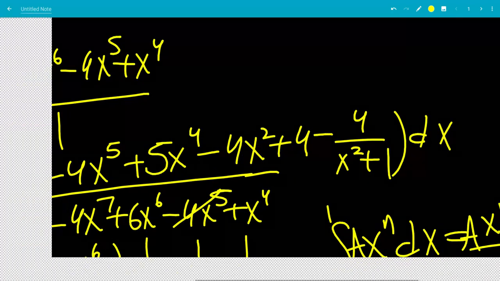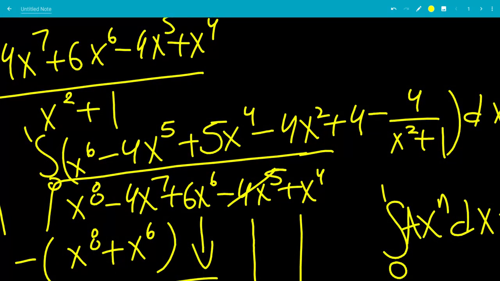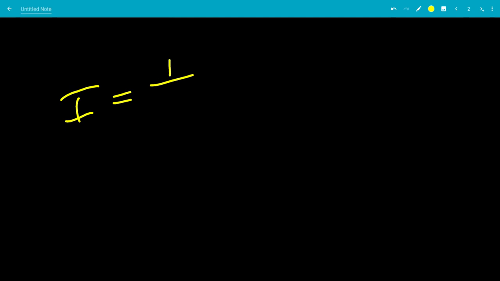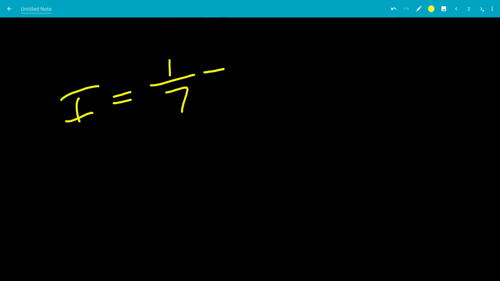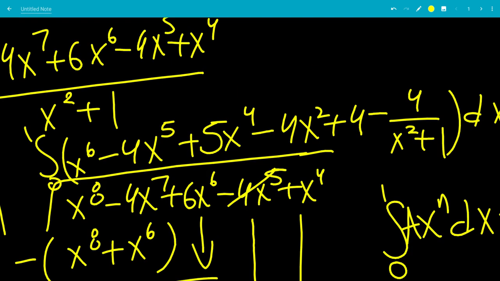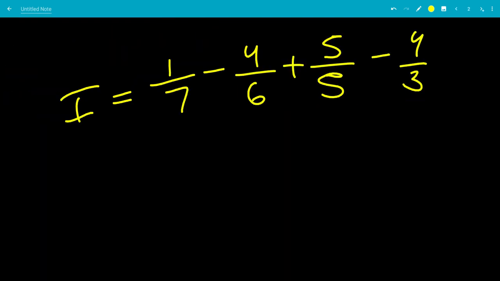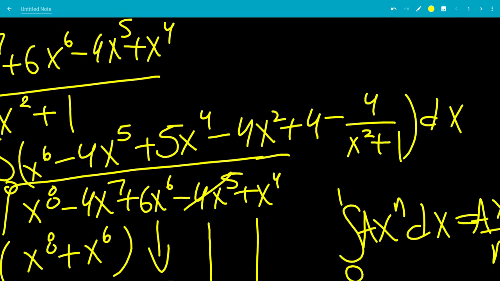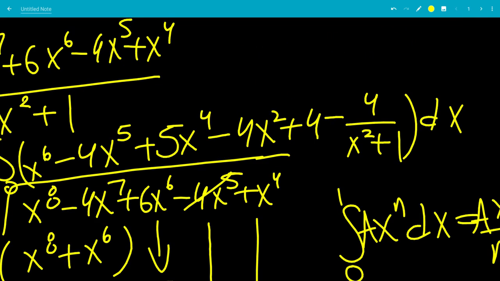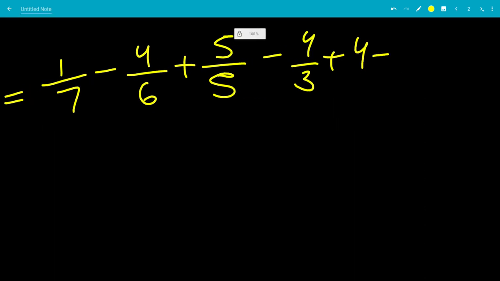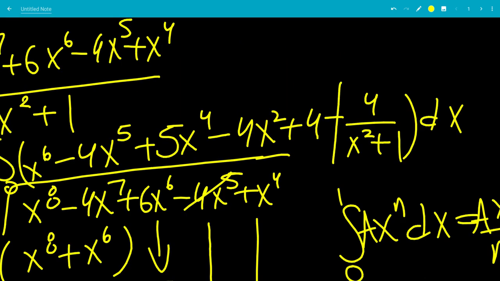So we're going to have 1/7. Okay, we have 1/7 minus 4 over 6, sorry. And then we're going to have plus 5 over 5, which we can simplify these. And then we're going to have minus 4 over 3. And then we're going to have plus 4x from 0 to 1, that's just 4. And then finally we have minus 4.